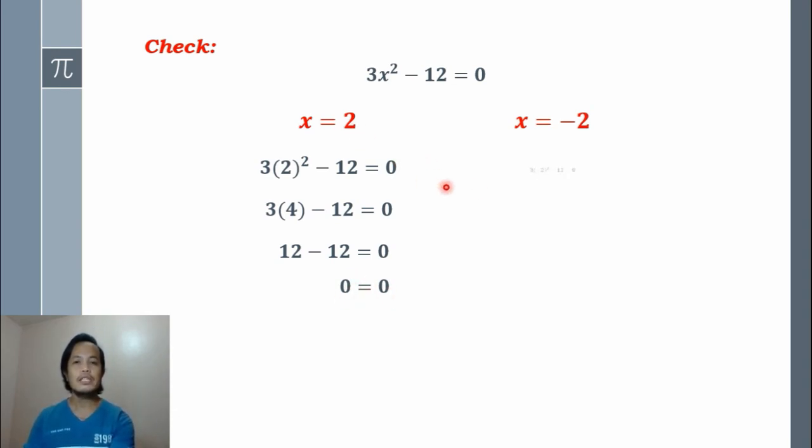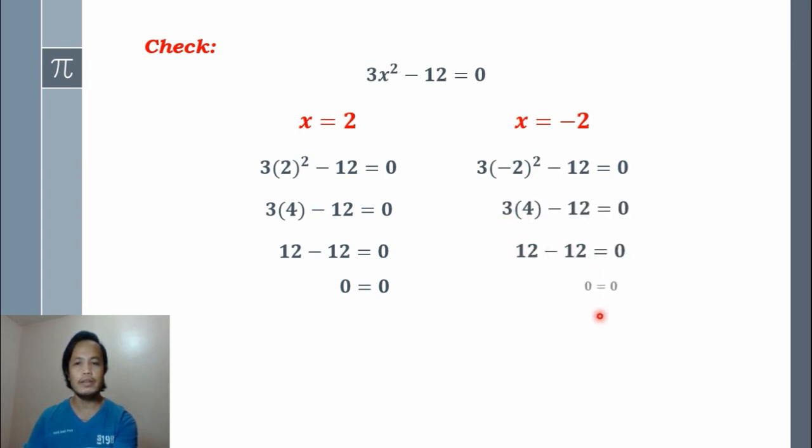Now let's proceed to our second value, which is negative 2. The same process, we substitute negative 2 into the equation. So we copy 3. Then instead of writing x, we change that with negative 2 quantity squared minus 12 equals 0. So negative 2 squared is 4. Then times 3 is 12, minus 12 is 0. So therefore, we got a balanced equation for both values, positive 2 and negative 2. So therefore, our values are correct.